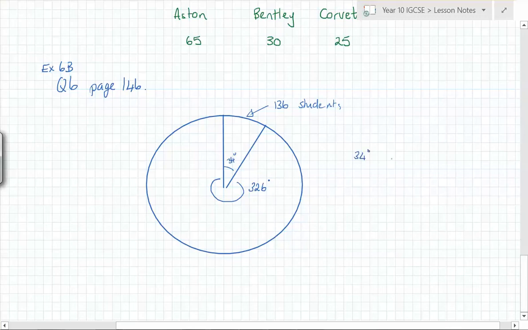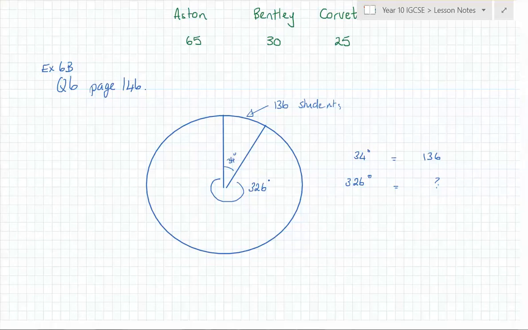So somehow you've got to solve the problem. 34 degrees equals 136 students. So how many students does 326 degrees equal? There's the mathematical issue you've got to try and solve, however you want to do it. Okay. So before I tell you, maybe you can have a go at solving that problem for yourself.